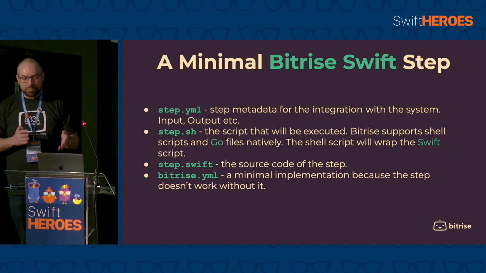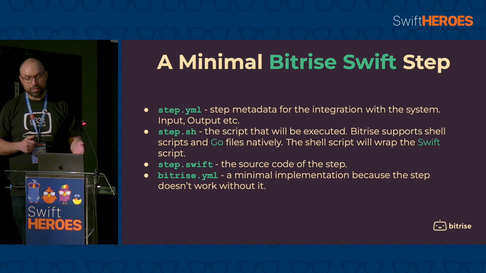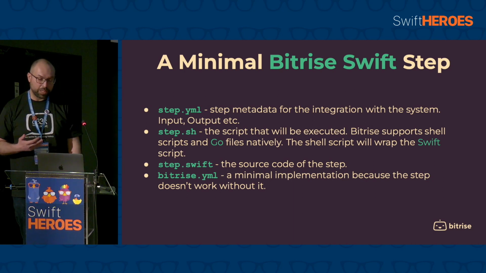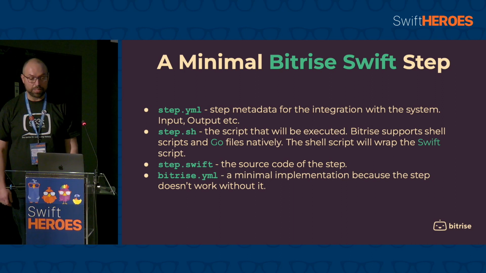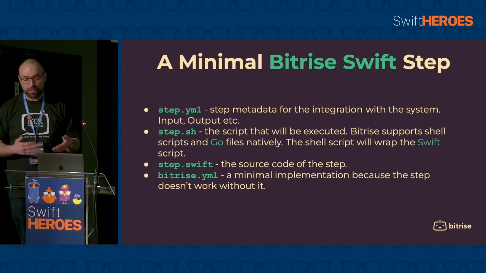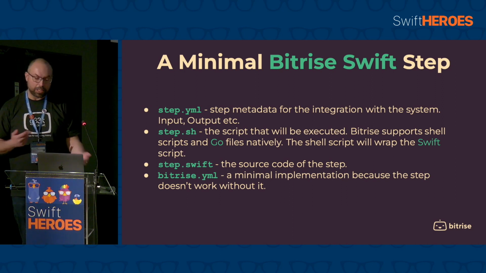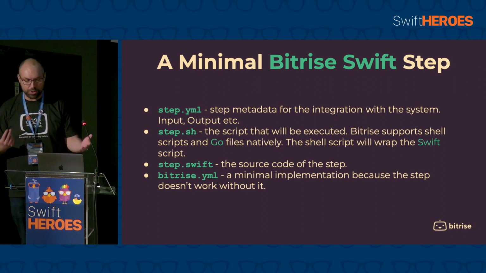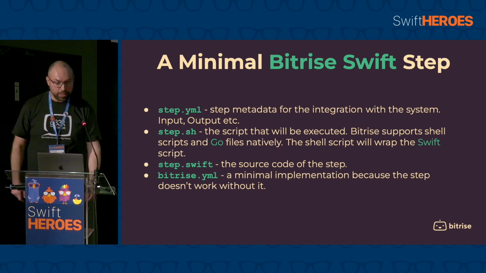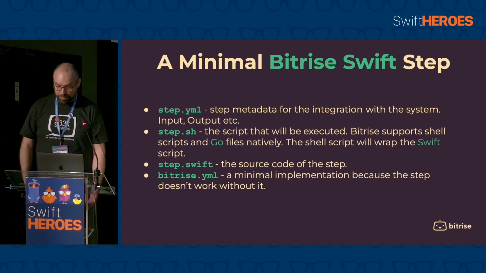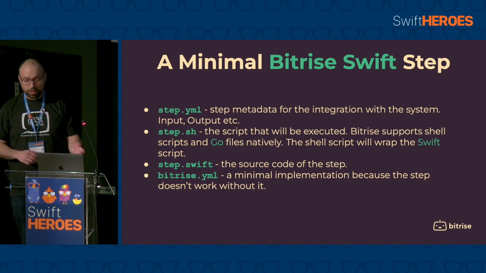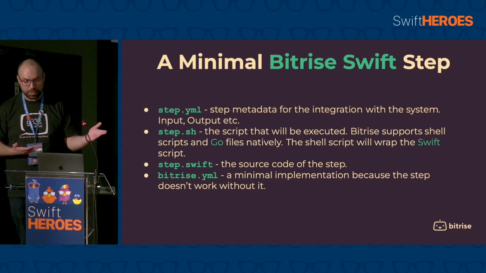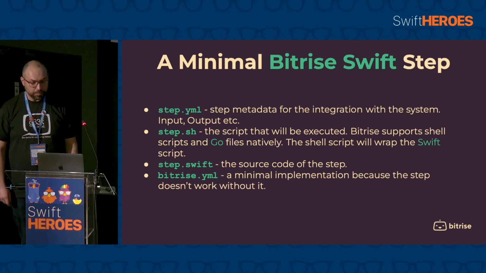So how does a minimal Bitrise Swift step look like? If you look into any of the steps, you will see many files, but in order to have a minimal step, you need at least 4 files. One of them is step YAML. This is configuring the metadata, what input parameters you want to have, what output parameters, if you want to have any help, things that will be shown visually on the Bitrise website. Then you have the step sh, which is the script that will be executed. It can be a Go file, but I decided to use the bash option. And then I wanted this to be the wrapper to my Swift code.